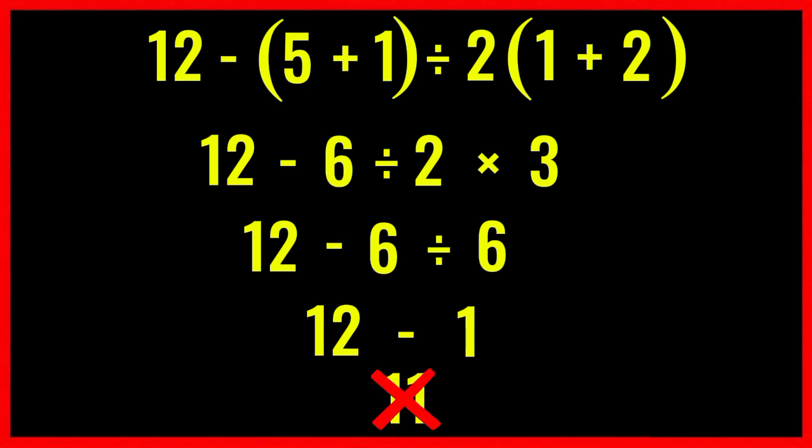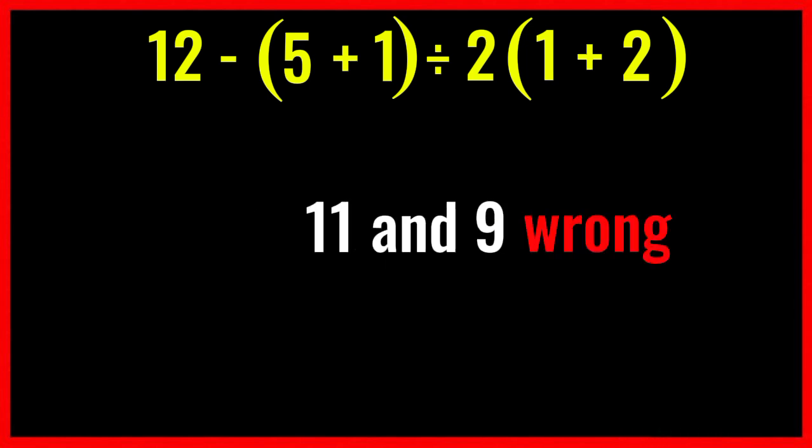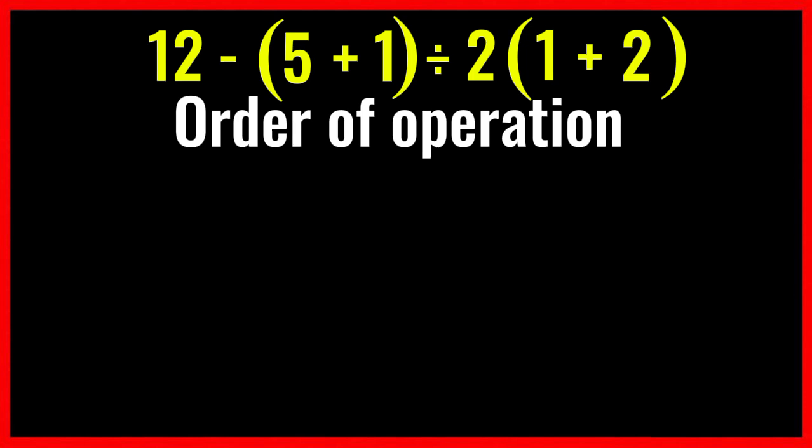Some people realize something doesn't look right. So they try again. This time they make another mistake during the calculation and somehow end up with 9. They confidently say, the answer is 9, but 9 is also wrong. So why are both answers incorrect? Because they ignored one of the most important rules in mathematics. That rule is called the order of operations, also known as PEMDAS. If you understand PEMDAS, you'll almost never make these mistakes again. So let's break it down.